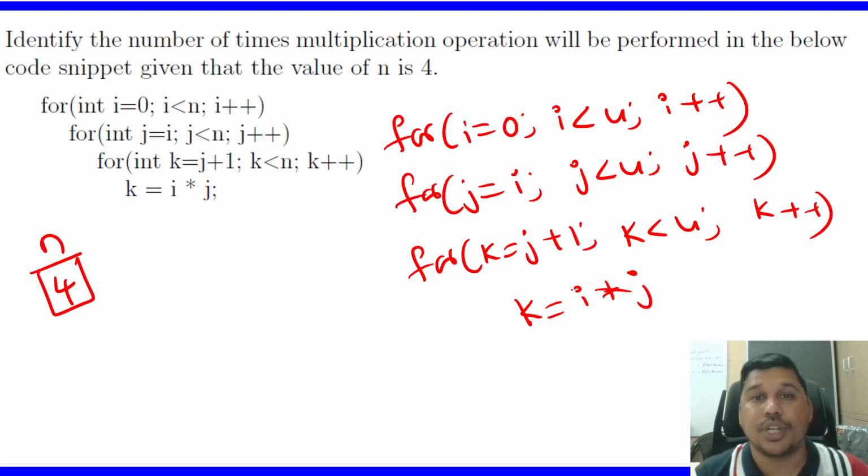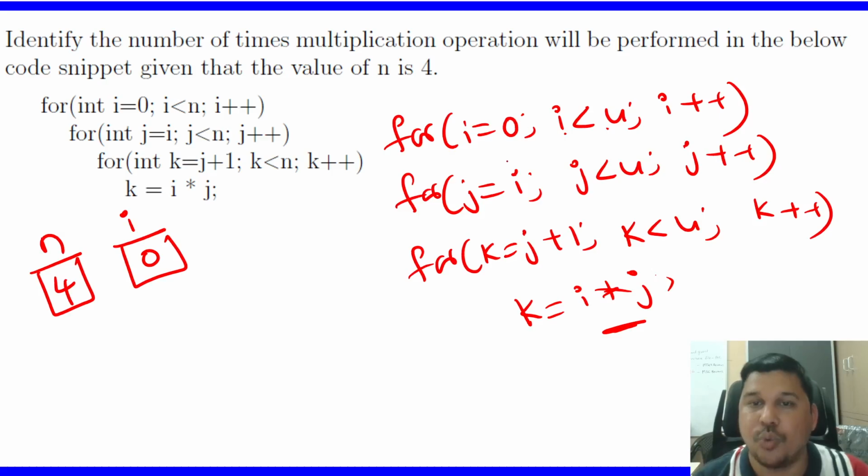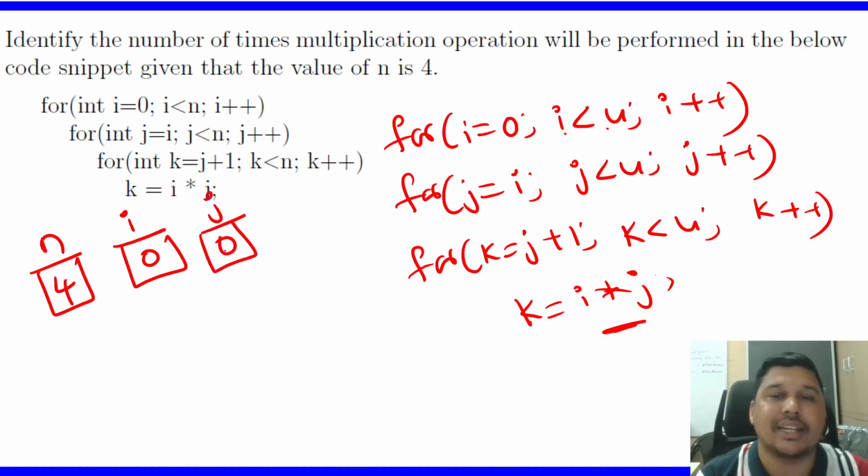The question here is to find out the number of times the multiplication operation will be performed. How many times this statement will be executed, that we have to find out. So for that, very clearly you have to take the values of I. Initially it is 0. Is 0 less than 4? Yes, true. Enter the body. Inside the body I have another for loop, j equal to I. So now j value also becomes equal to I, that is 0. Is 0 less than 4? Yes. Enter the body.